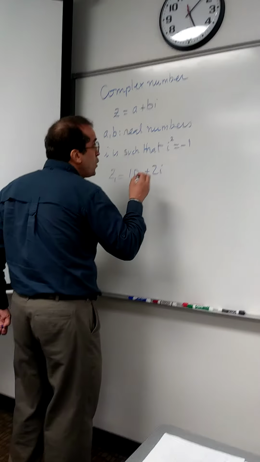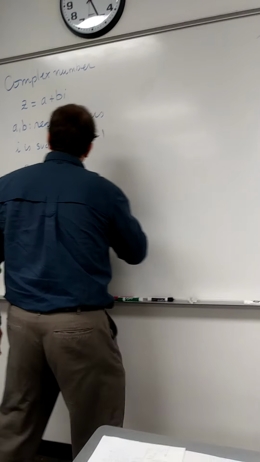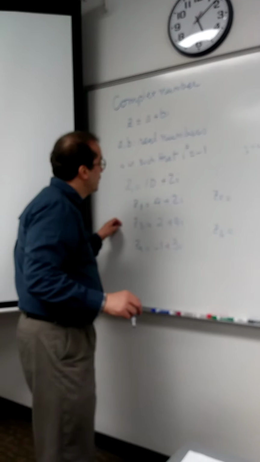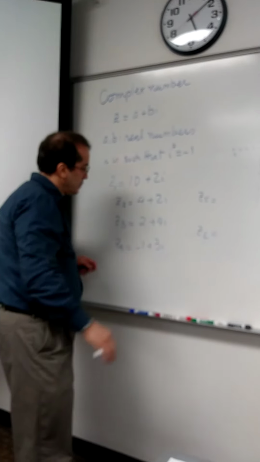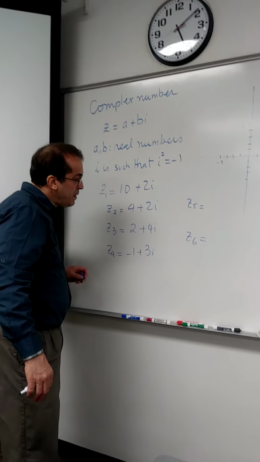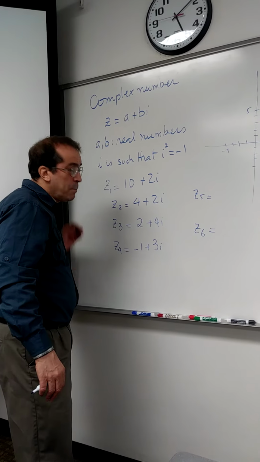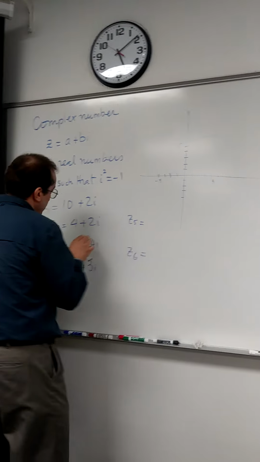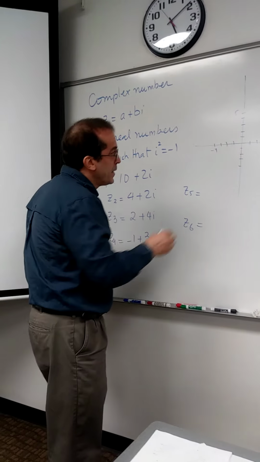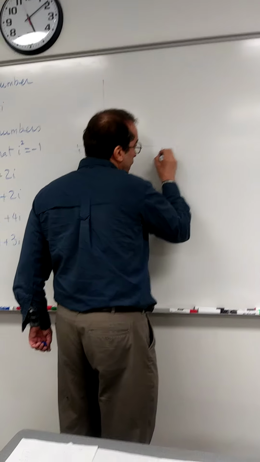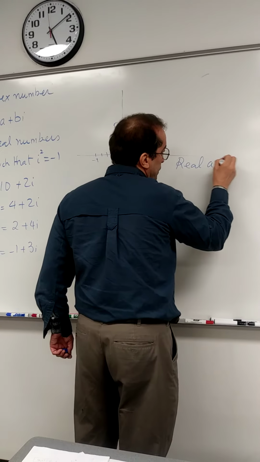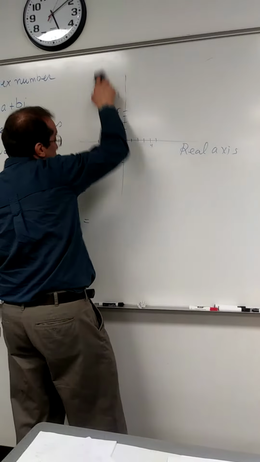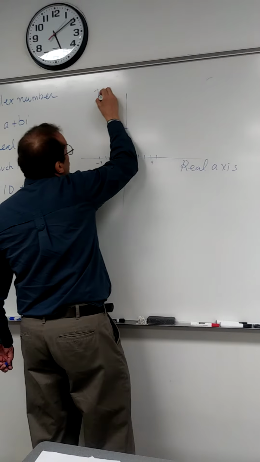Before we do addition, let me give you some examples of complex numbers. Z2 is 4 plus 2i. If somebody asked you to put this on a number line, it doesn't make sense. Complex numbers are put on a plane like this one. This line here is called the real axis, and this line here is called the imaginary axis. We're used to calling them the x-axis and y-axis.